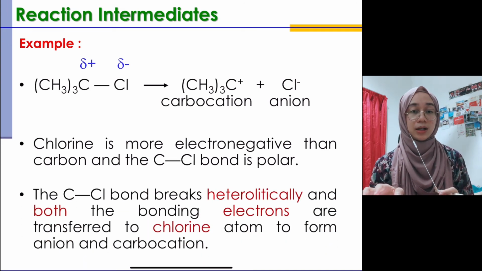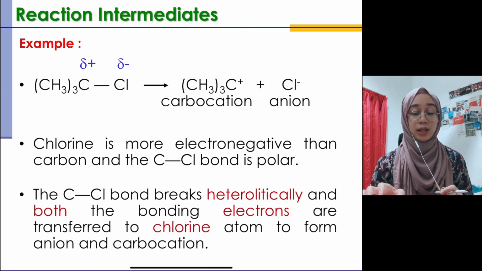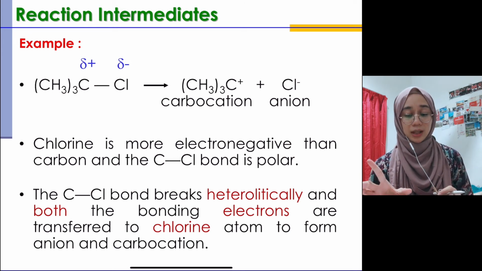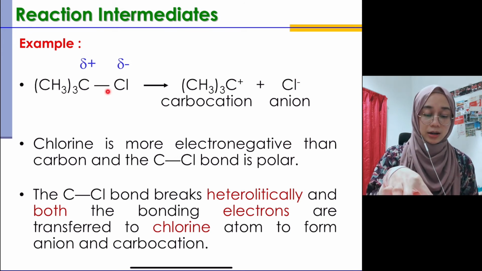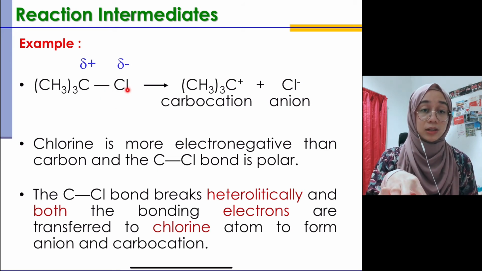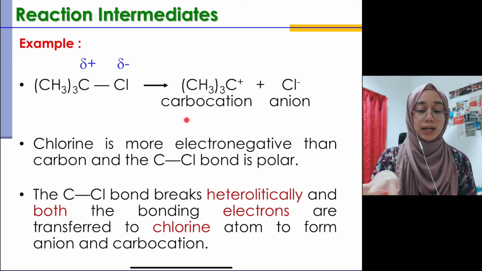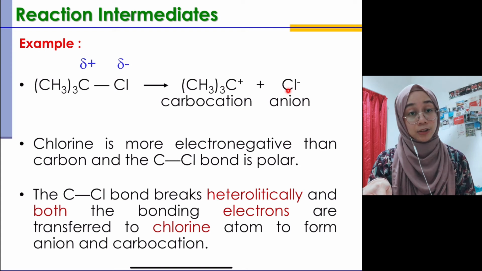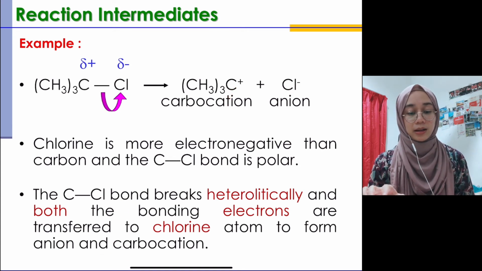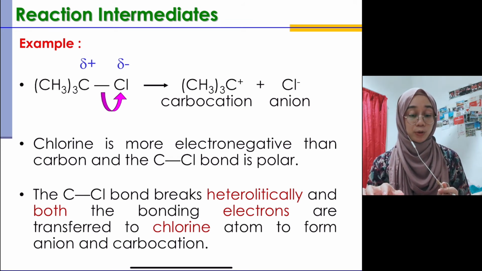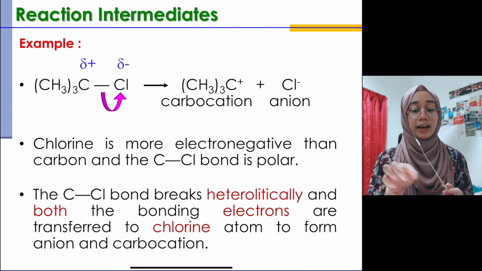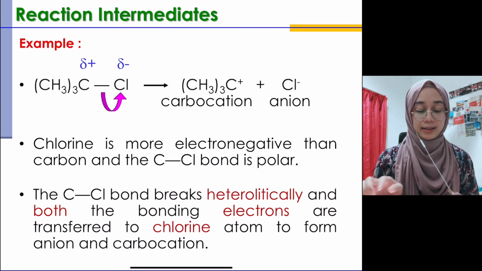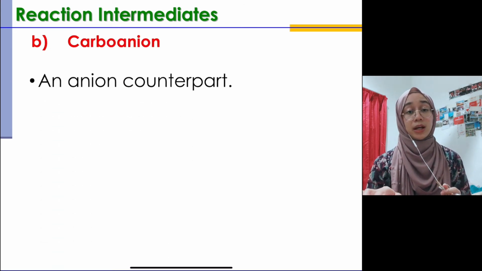So the carbon Cl bond, they break heterolytically, okay, where both of the electrons here, they will be transferred to chlorine. Okay, because chlorine is more electronegative. So terhasillah carbocation dengan anion. Anion Cl sebab dia menerima elektron tadi, and then kita punya carbocation positif lah sebab dia memberi. Okay, so kalau kita nak kena tunjuk curve arrow tu, tunjuk ke arah Cl, and make sure guna full headed. Okay, and then carbanion pula would be the other way around then.